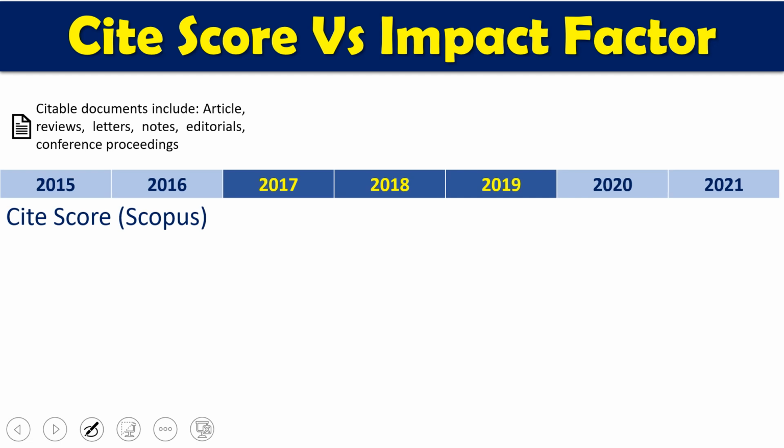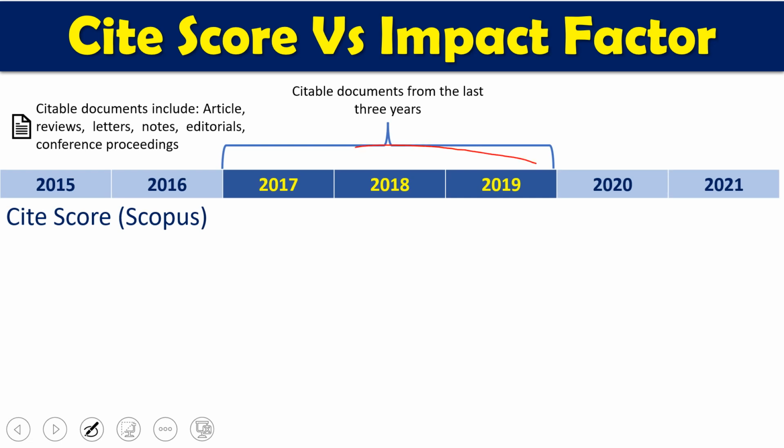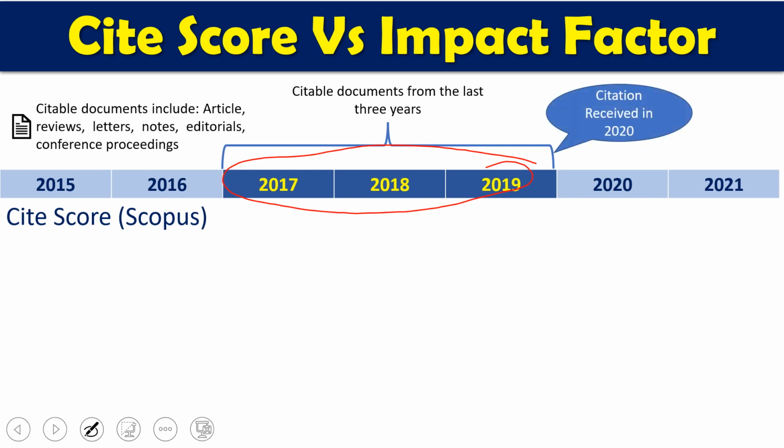Like in this example, we have 6-7 years of data. If I want to calculate the cite score for this particular journal in the year 2020, I take all the papers published in 2017, 2018, and 2019. So citable documents from the last 3 years, and how many citations they have received in this year 2020. Because I want to calculate for 2020, I count here.